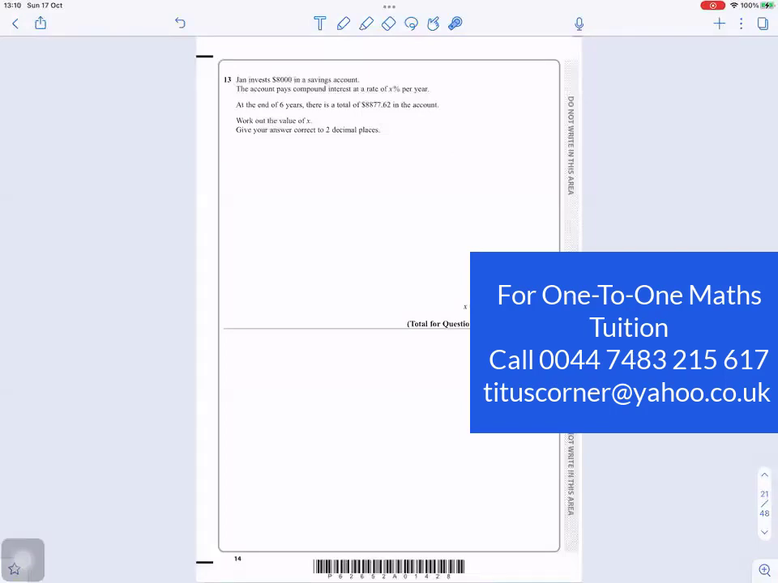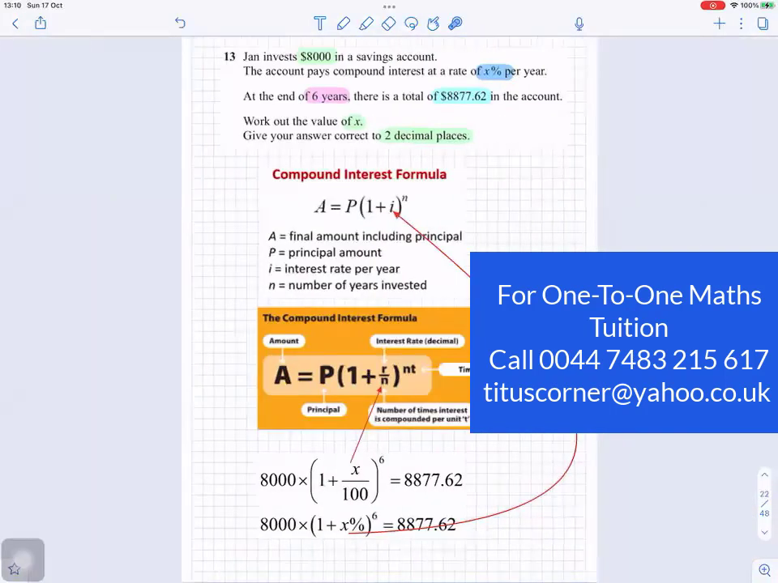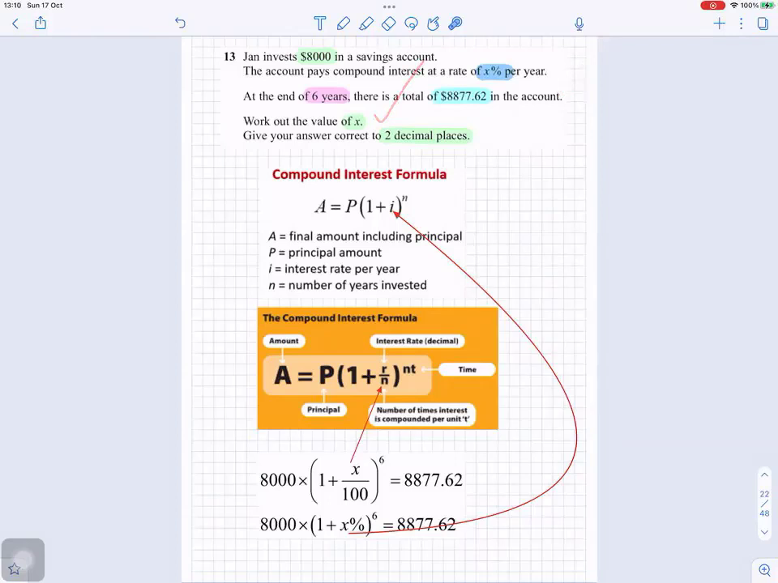Question number 13. Jan has $8,000 in a saving account. The account pays compound interest at a rate of X% per year. At the end of 6 years, there is a total of 8,877.62 in the account. Work out the value of X. Give your answer correct to 2 decimal places.